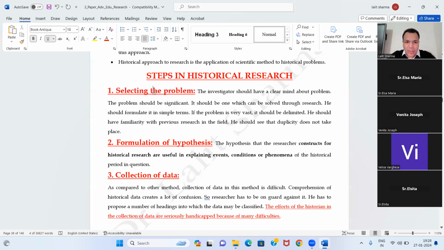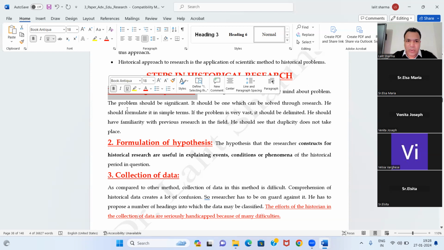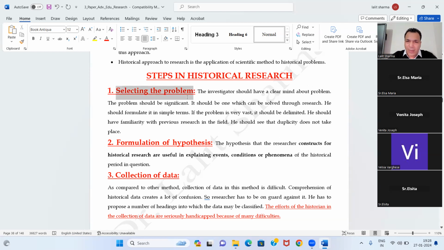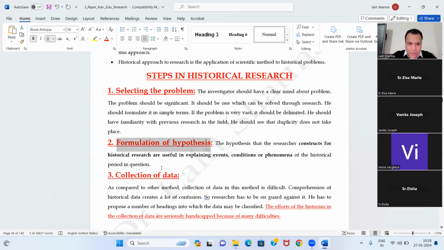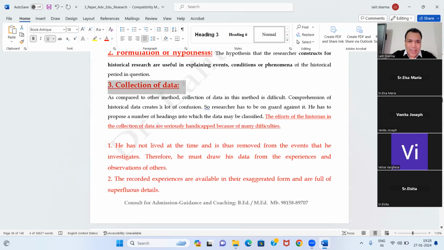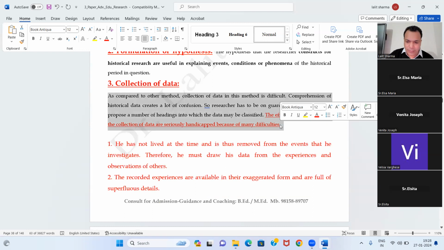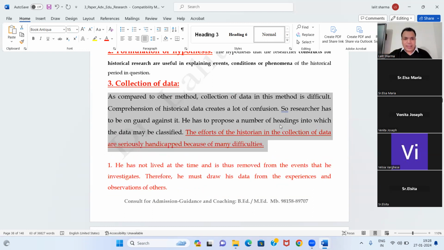ठीक है, वही स्टेप्स हैं। Okay, किसी भी रिसर्च प्रोसेस के almost वही स्टेप्स होते हैं, 6 और 7। फर्स्ट सिलेक्टिंग द प्रॉब्लम, फॉर्मुलेशन ऑफ हाइपोथेसिस। अब थर्ड है कलेक्शन ऑफ डेटा। अब इन दिस काइंड ऑफ रिसर्च में, हिस्टोरिकल रिसर्च में, कलेक्शन ऑफ डेटा में one problem occurs. ओके, अब क्या प्रॉब्लम है वो हम इसको पढ़ते हैं। कलेक्शन ऑफ डेटा में क्या होता है, आप ये देखिए, as compared to other methods, this is very very important guys. ये देखो, as compared to other methods, collection of data in this method is difficult. मतलब हिस्टोरिकल मेथड इज डिफिकल्ट। Why difficult?